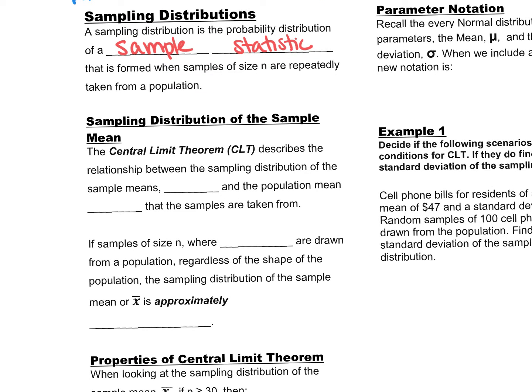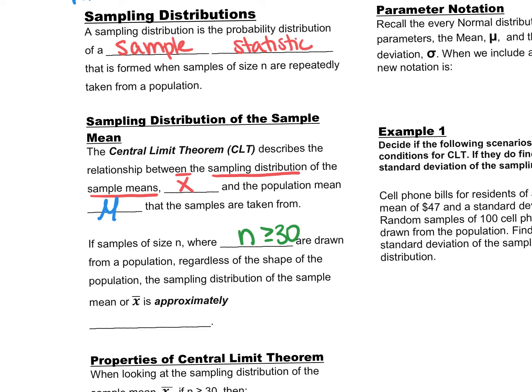The central limit theorem describes the relationship between the sampling distribution, so all possible sample statistics of the sample means, which we call X bar, and the population mean, which we call mu, that the samples are taken from. And if we have samples of size n, this is the big rule, our sufficiently large rule, where n is greater than or equal to 30. So we need the samples that we take to be of size at least 30.